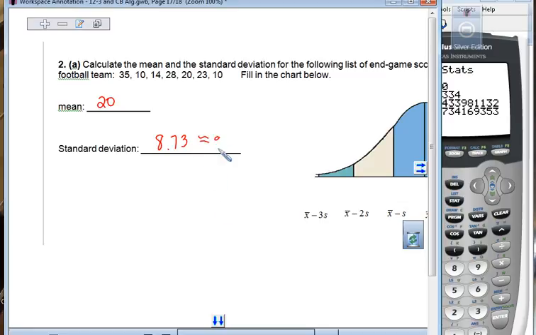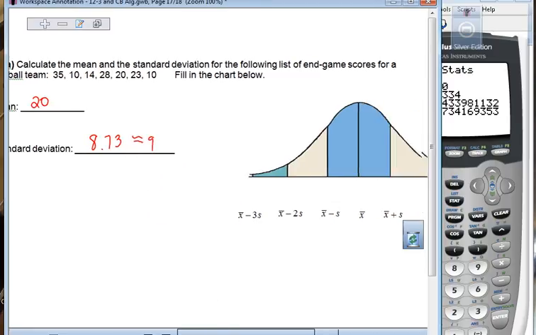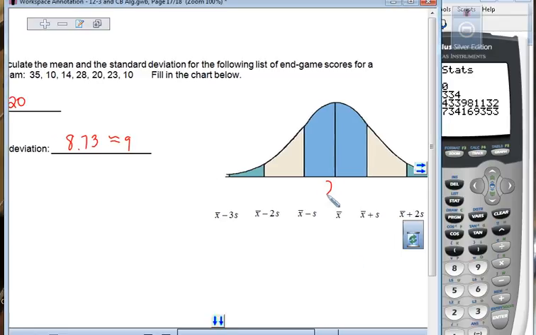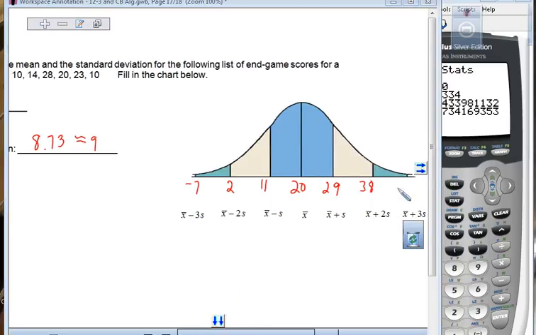So we have to fill in this chart. So our X bar is 20. So if we add 9, we get 29. Add 9, we get 38. Subtract 9, and we get 11. And here we get a 2. And then over here we get a negative 7. So technically nothing should happen. You shouldn't have a negative number in your score. And then this over here should be 47.